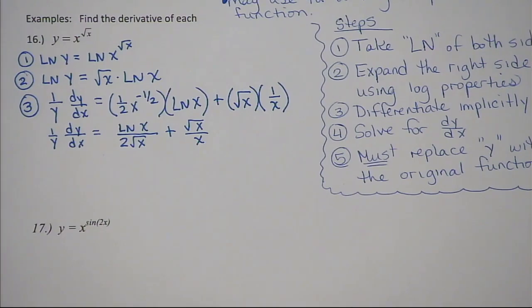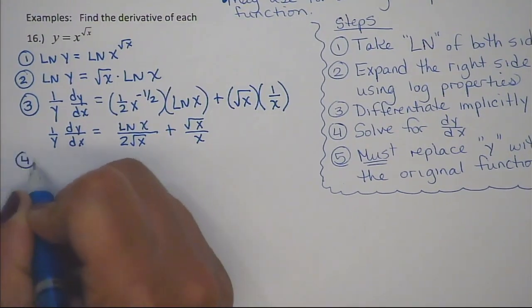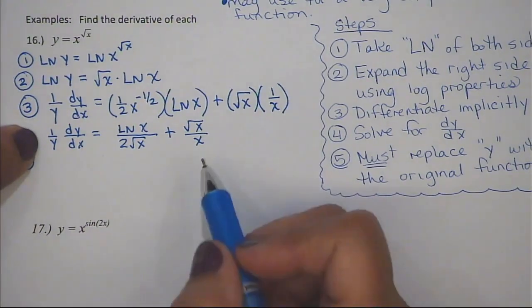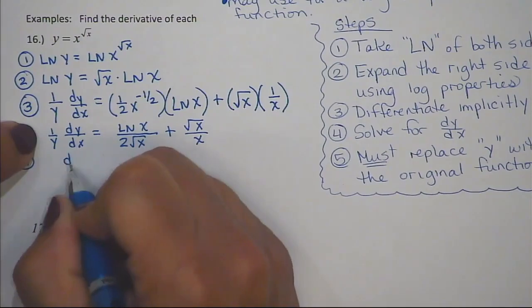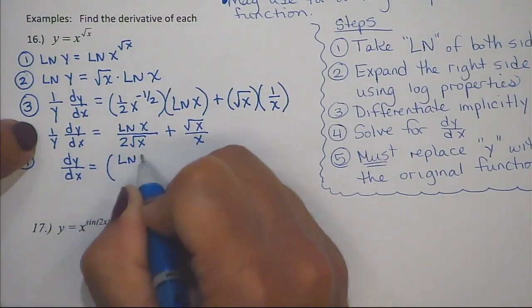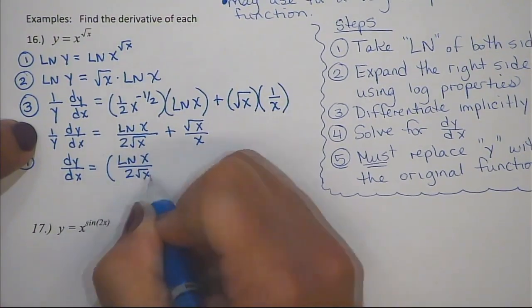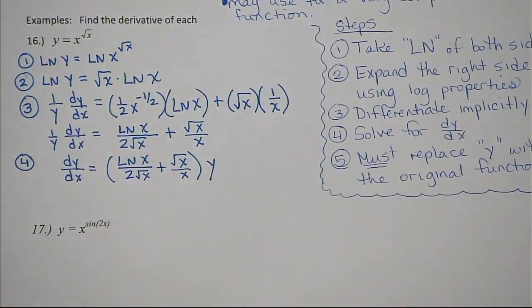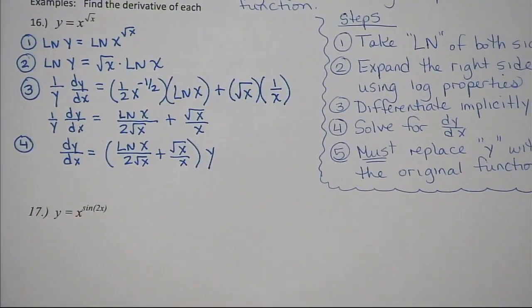All right, so what do we have to do to solve for dy dx in step 4? How do we get rid of 1 over y? Multiply by y. Multiply both sides by y, right? So I'm going to multiply this side by y, which will get rid of it. So I'm going to multiply this side by y. So dy dx equals the natural log of x over 2 square root of x plus square root of x over x times y. So we solve for dy dx.